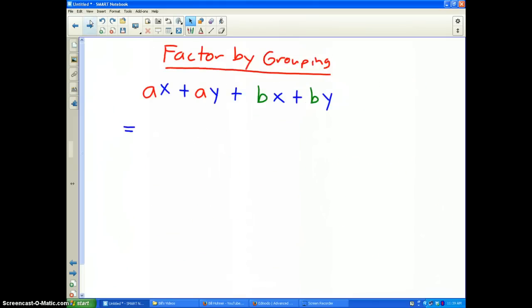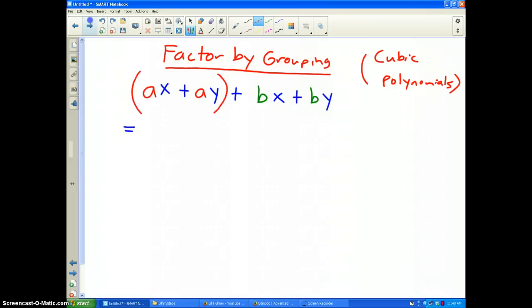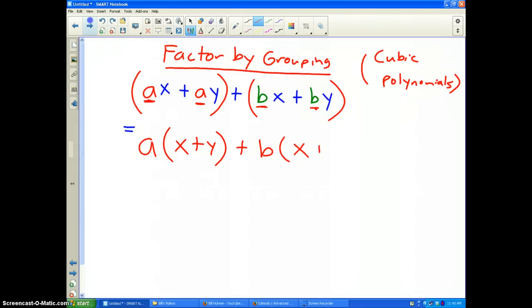Special case number two is to factor by grouping. Now, factor by grouping works for cubic polynomials, which you're going to see in a second. But the way it's going to work is very simply. You're going to group the first two terms together, and you're going to group the second two terms together, and they're going to have a common number that can be pulled out front. So I'm going to pull out the a, and I'm going to be left with x plus y. And over here, I'm going to pull out the b, and I'm going to be left with x plus y.